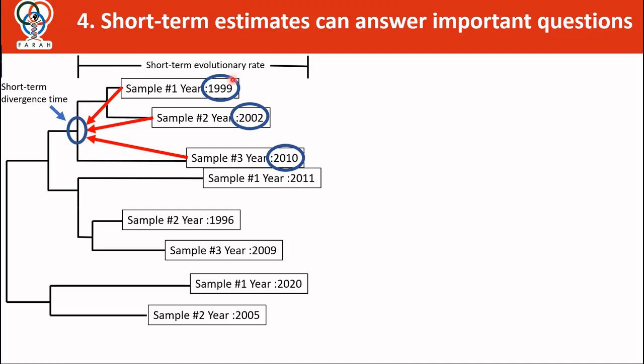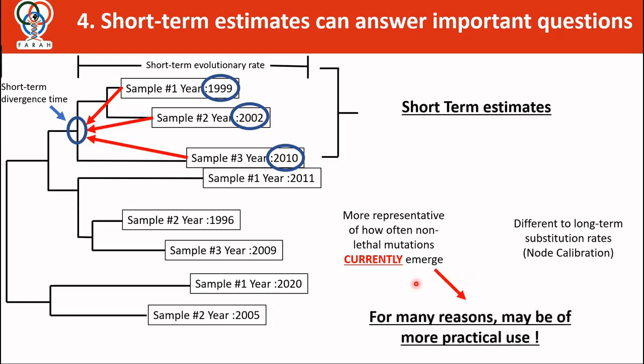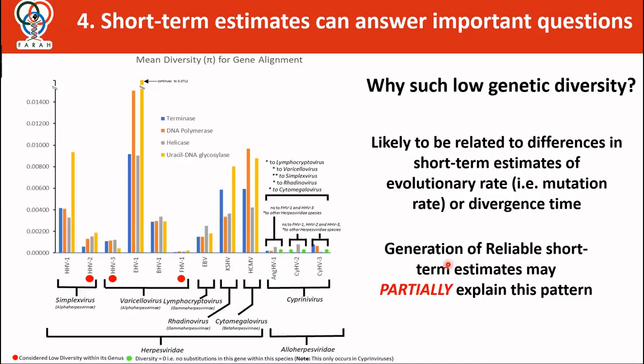estimates of evolutionary rates. In terms of rate, what's being measured here is more representative of non-lethal mutation rates, which is different to substitution rates being measured with node calibration, which are themselves more representative of the rate at which these mutations become fixed in populations over time. But I'd argue that this information on non-lethal mutation rates may be of much more practical use in this case. Also, interestingly, short-term mutation rates may also help us understand why we see much lower genetic diversity among these fish herpesviruses compared to what we see in mammalian herpesviruses.